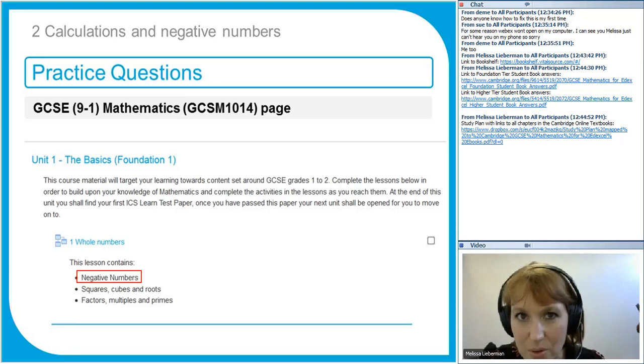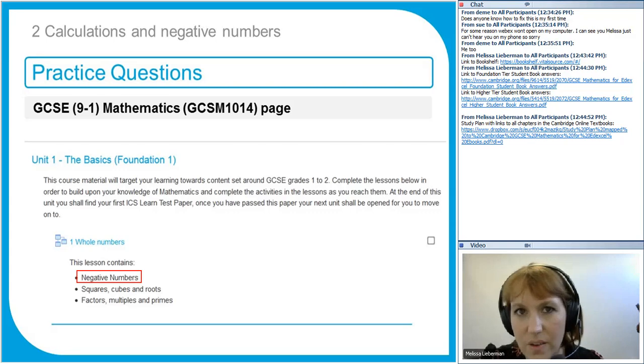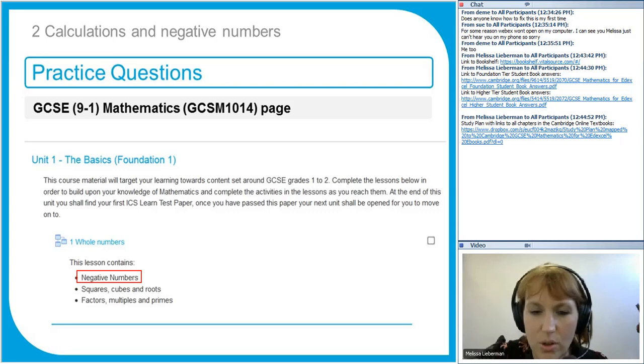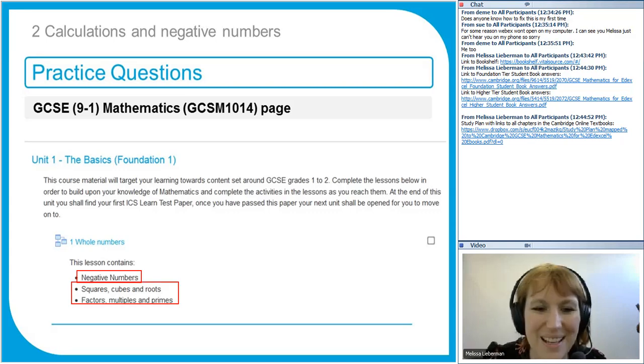There's lots of videos on those pages, so they go into more detail. So if you're really struggling with negative numbers, do watch the videos on those pages in the Foundation 1 section. Foundation 1 really focuses on kind of grade 1, 2, 3 content. Next lesson, I will be covering squares, cubes, and roots, factors, multiples, and primes, but I'm just calling it properties of whole numbers. So I'll be covering this in 2 separate sessions.